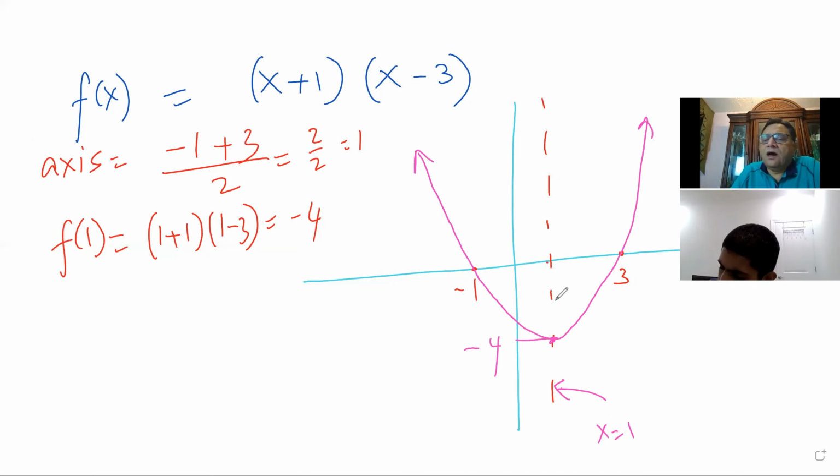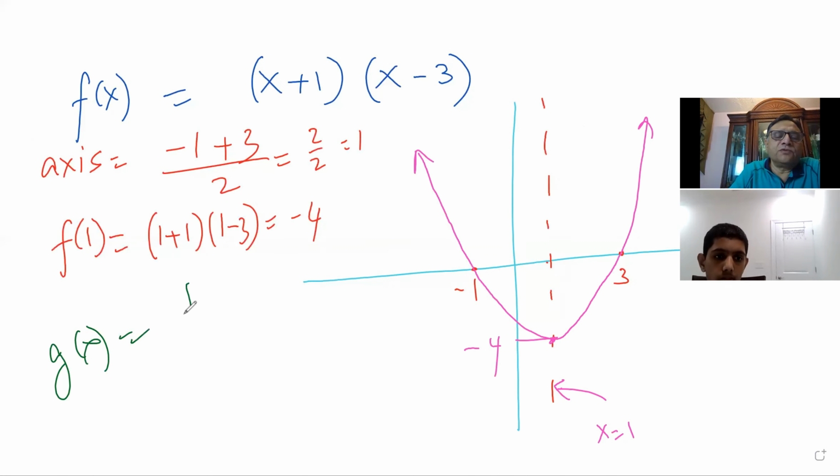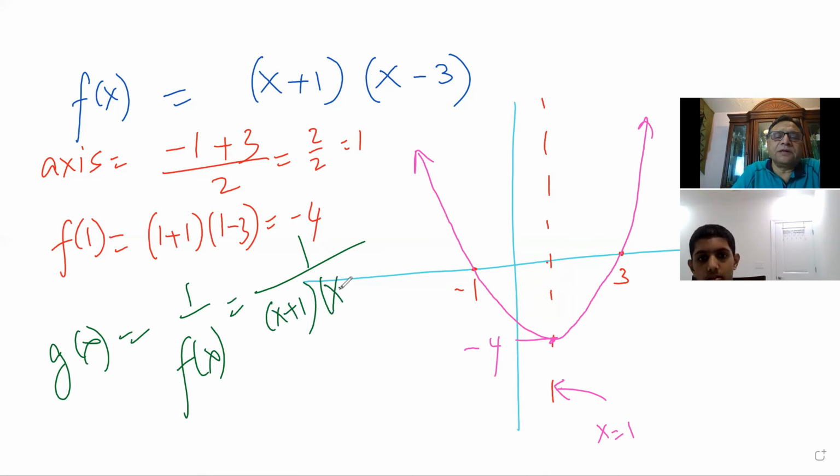Now, tell me, how will I sketch the reciprocal of this function? That is to say, I now want to sketch g of x, which is equal to 1 over f of x, or you can say 1 over x plus 1 times x minus 3. How will I sketch that? From where will you begin? If I have to sketch the reciprocal of that graph, from where are we going to begin?